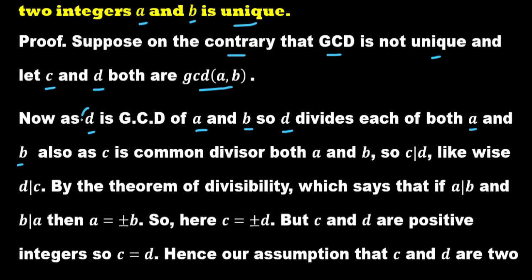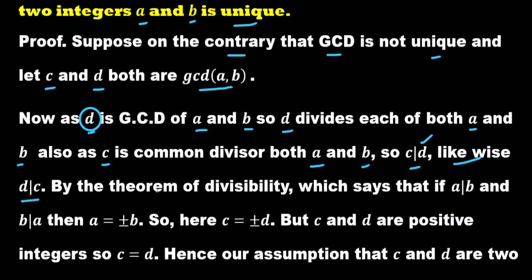When you take D as a GCD, then C will be considered as common divisor. So in this case, when D is GCD, C is a common divisor. So by definition of common divisor, C must divide both A and B. And also, as D is the greatest common divisor and C is just a common divisor, so by definition of greatest common divisor, C must divide D. Likewise, when you take C as a GCD and D is just a common divisor, then D must divide C.